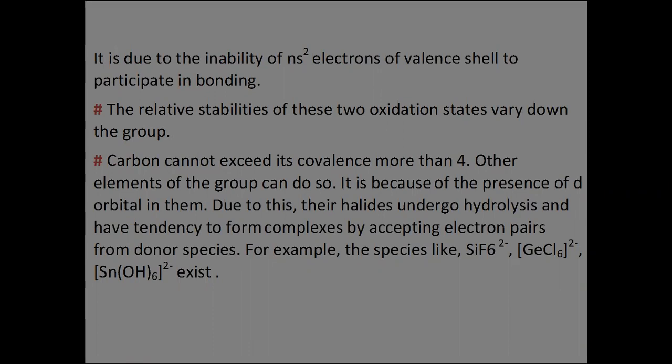Carbon cannot exceed its covalency more than 4. Other elements of the group can do so. It is because of the presence of d orbitals in them. Due to this, their halides undergo hydrolysis and have a tendency to form complexes by accepting electron pairs from donor species.